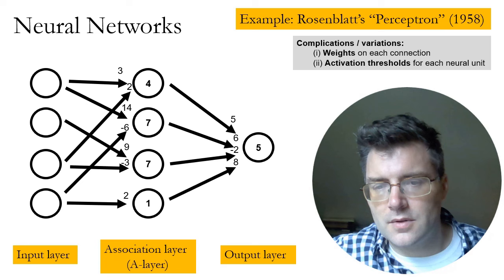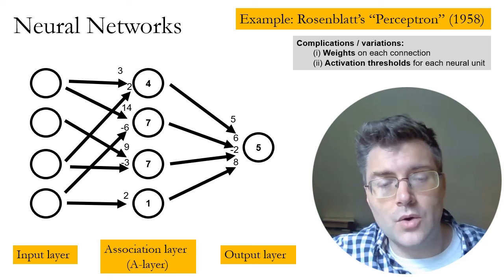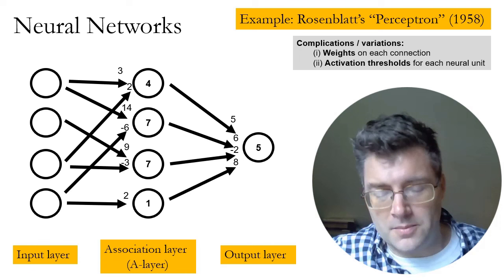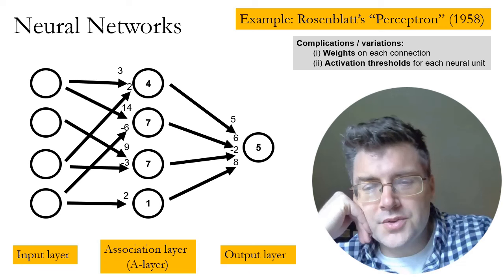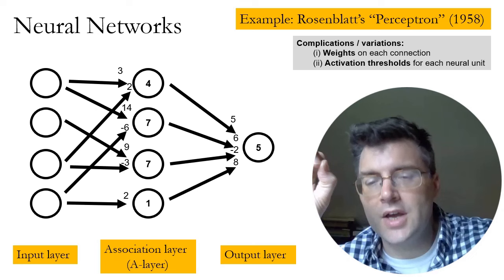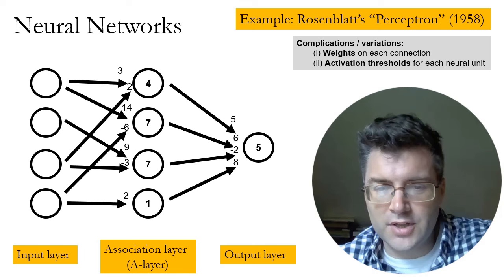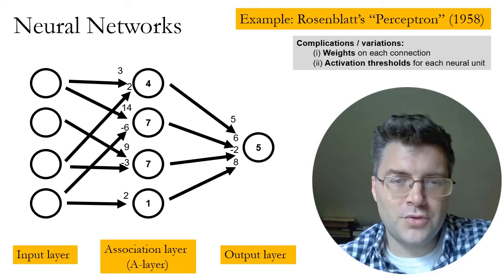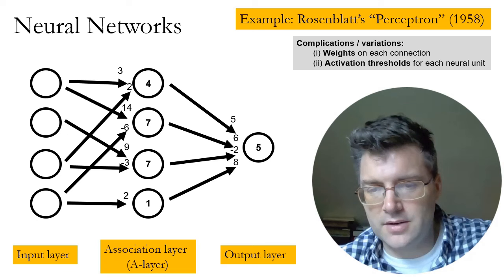Now, much like Selfridge's megaphones, in this case, we have weights on each of the connections, and then we have thresholds in each neural unit. In particular, in the middle layer and in the output layer. The thresholds determine whether or not the signals coming in to the neuron are equal to or above its threshold, and that determines whether or not it sends a signal to the next layer. So the first neuron in the association layer here, which has a threshold of 4, is only going to fire, only going to send an on signal to the output layer, if both the three-weighted and the two-weighted signals coming into it are active. Otherwise, it won't be at or above the threshold of 4, and so it won't fire.